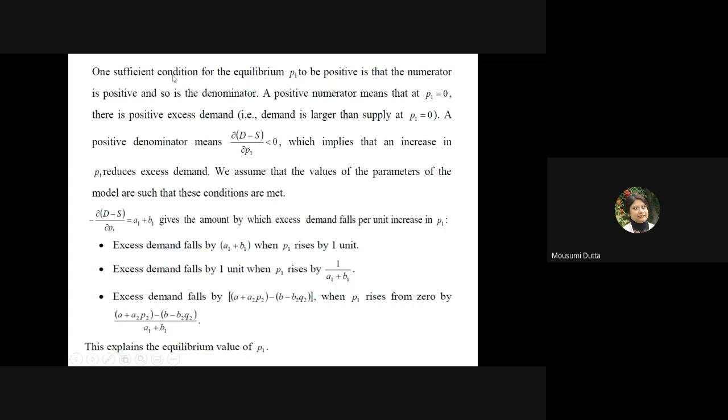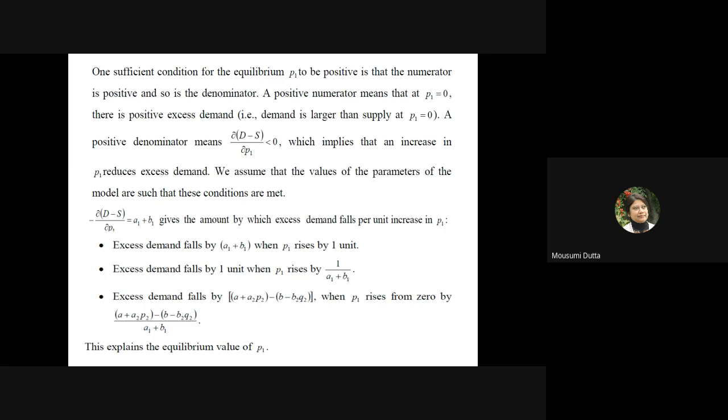Next, one sufficient condition for equilibrium P1 to be positive is that the numerator is positive and so is the denominator. What we need for the existence and uniqueness of the equilibrium is a single positive price P1. What we are finding is given by a value where we have in the numerator the excess demand when P1 is equal to 0, and in the denominator minus of the change in excess demand when that price increases.